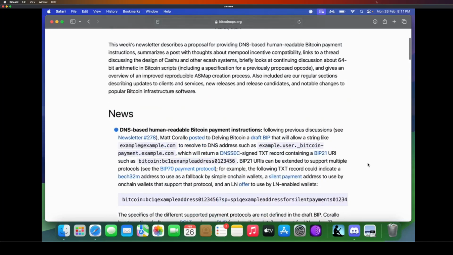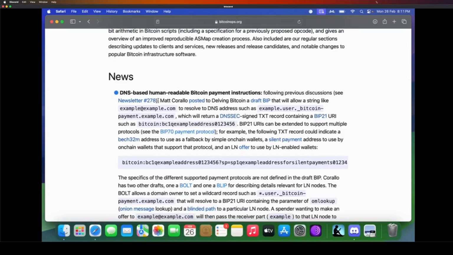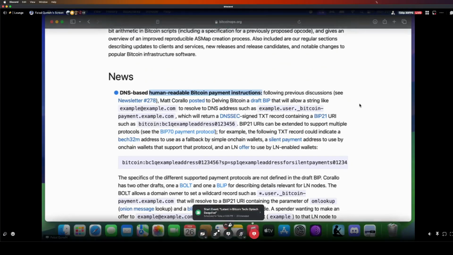So this article talks about a proposal for human readable Bitcoin payment instructions. This is a common procedure in a lot of other cryptocurrencies, where you have human readable strings as your Bitcoin addresses, like how you have your Gmail address or your iCloud address. It's a human readable address.